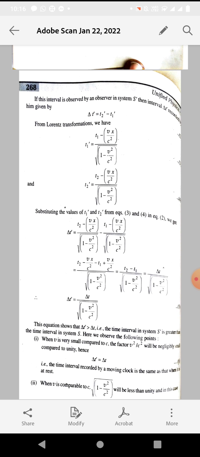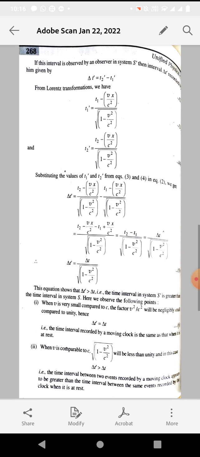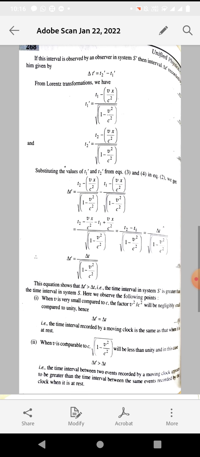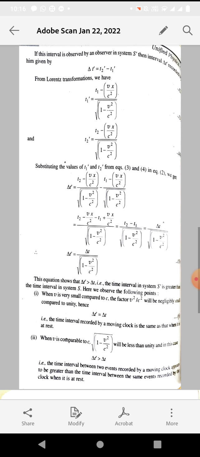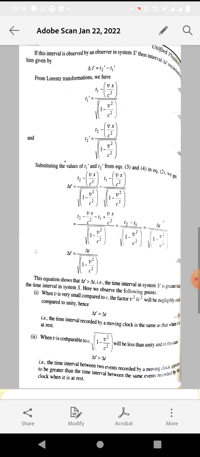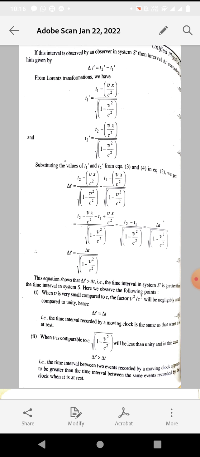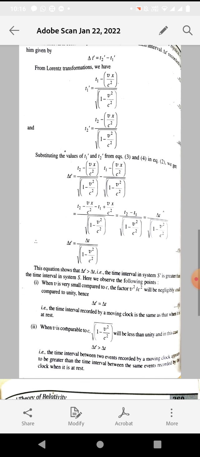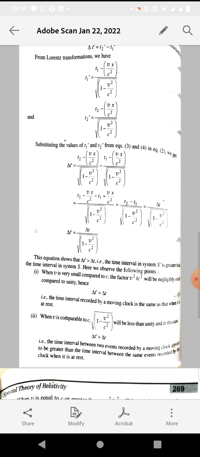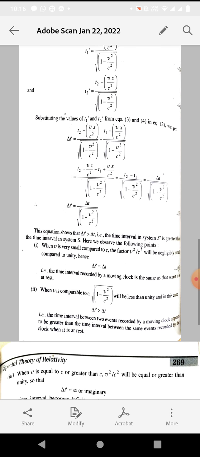That means when we observe the time in the S dash frame and at the same time observe the time in the S frame, there is a difference between them. The observer observes more time in S dash compared to S. This is the time dilation. It is an application of the Lorentz transformation consequences.